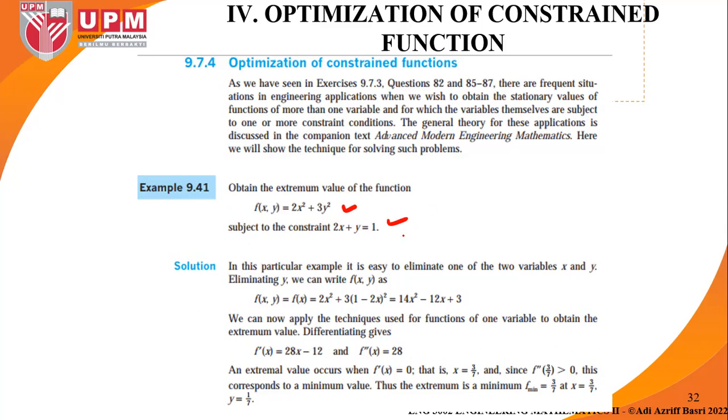Okay, so in this example, it's easy to eliminate one of the two variables x and y. By eliminating y, we can rewrite f(x, y) as a function of x only. Because we have this constraint, we can simplify by eliminating one variable, so two variables become one variable. In this case, we eliminate y. So your main function f(x, y) is 2x squared plus 3y squared. We change everything in x form. So y equal to 1 minus 2x. So this is substituted into the main function, the first equation.